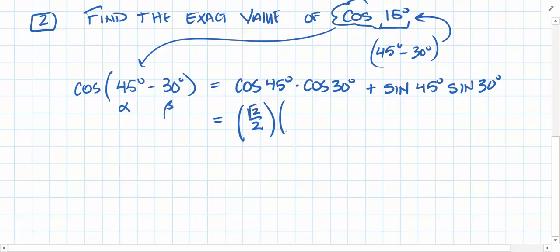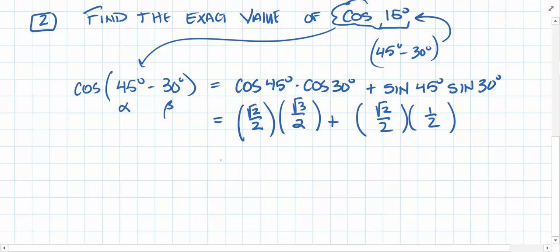What is the cosine of 30 degrees? Do we have an exact value for that? Yes, the cosine of 30 degrees is root 3 divided by 2. Plus, what is the sine of 45 degrees? Very good. It is root 2 over 2. And what is the exact value for the sine of 30 degrees, everybody? It is 1/2. I'm so glad we're all on board with this now, okay?